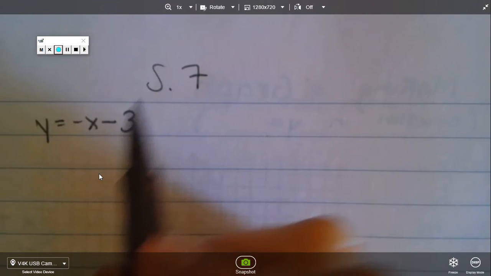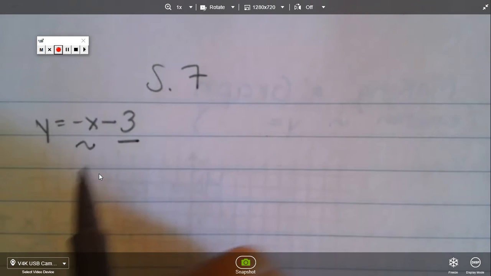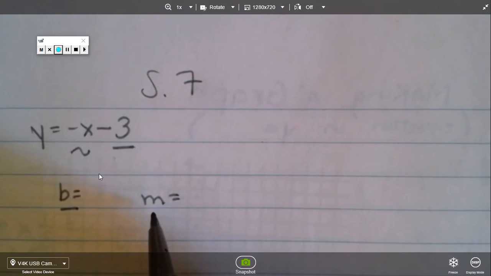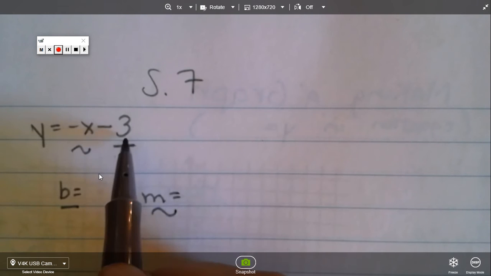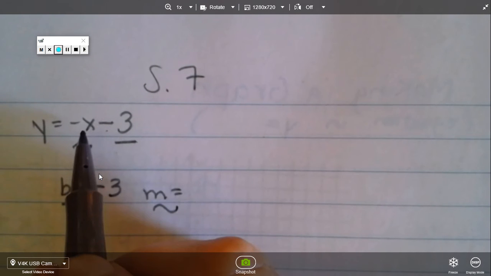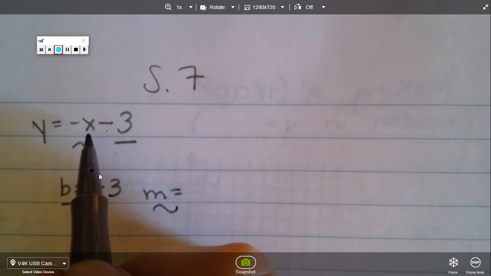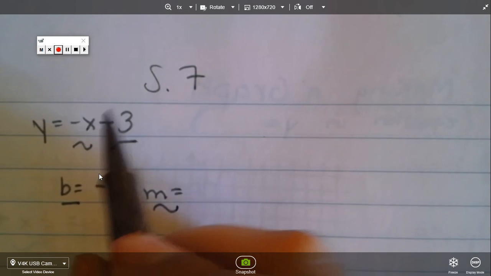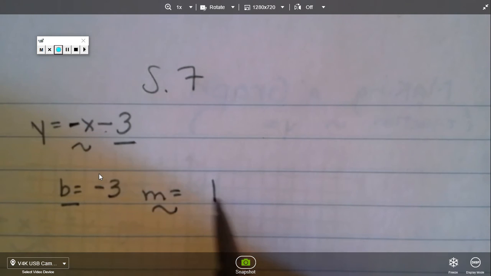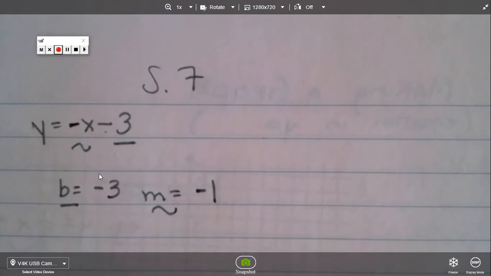Let me zoom in just a little bit. This one has an X, so I'm going to squiggly. This one does not, so I underline. Then I write B equals, M equals. B is the one you underline, M is the one you squiggly. Here, the B that I underlined was -3. The M, the one I squiggly, I don't see a number, but I see an X. If there weren't any X's, then it would be 0. But I see an X, I see 1X. And that's a negative. How do I know it's negative? Because there's a negative sign in front. So it'd be -1. Because it's a whole number, to make it into a fraction, I always put it over 1 when it's a whole number.